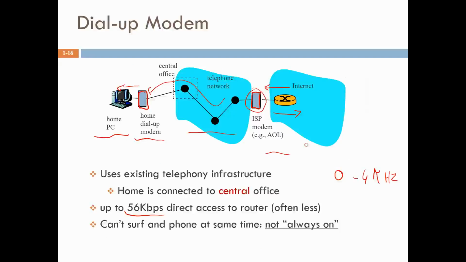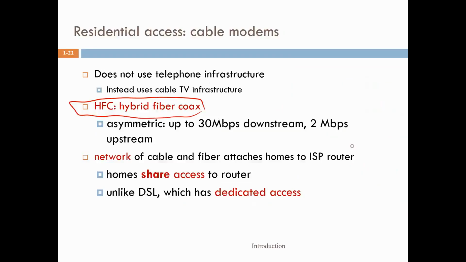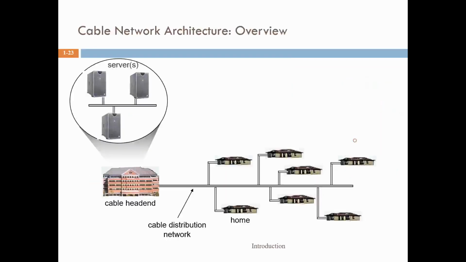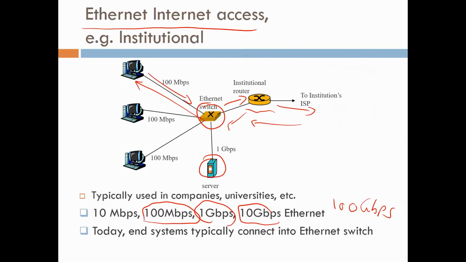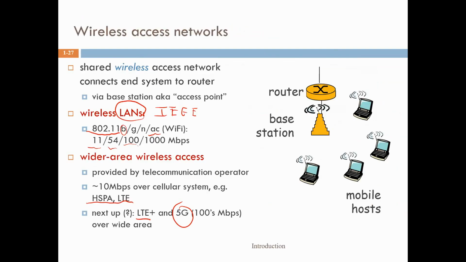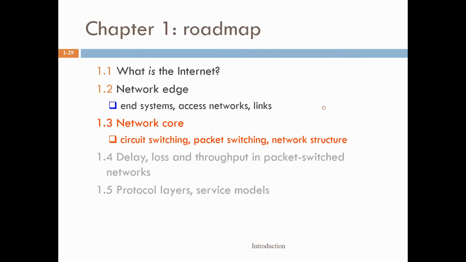We started actually with dial-up modem, and then we discussed digital subscriber lines and cable modems. And after that, we discussed wireless networks, particularly first institutional networks and then wireless networks, particularly Wi-Fi and cellular or mobile networks. And finally, we discussed home networks as well, Wi-Fi routers.